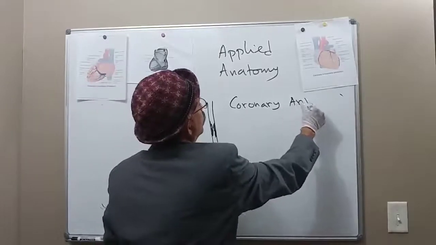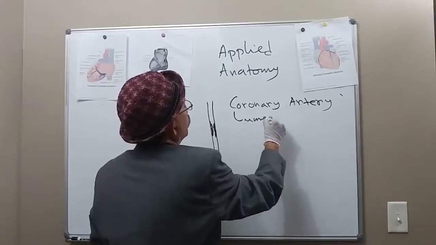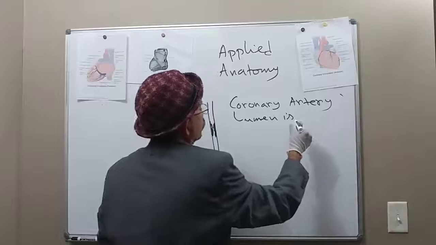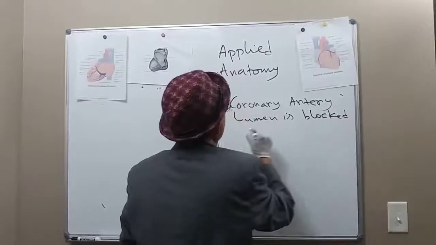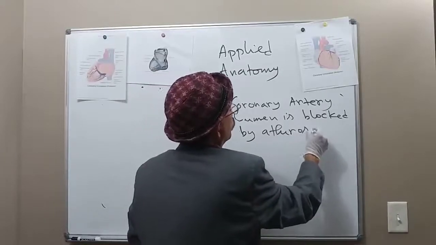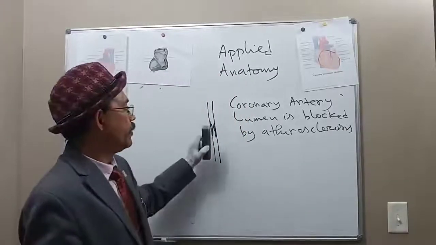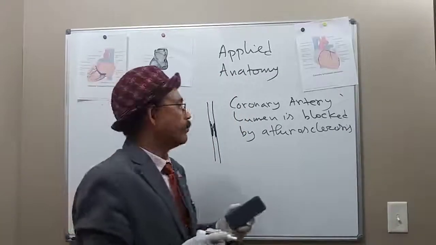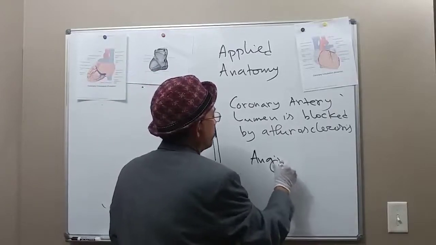The coronary artery lumen is blocked by atherosclerosis, by fat deposition. That may lead to two conditions. One is angina pectoris.